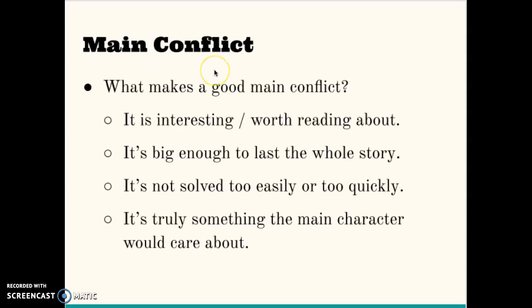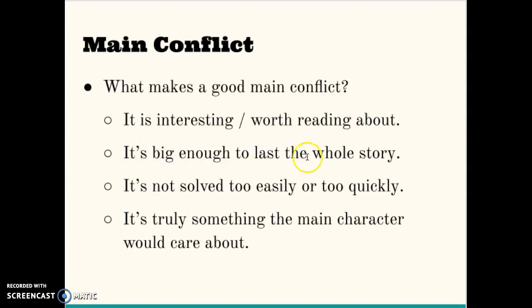So now that you've had some time to discuss by typing out your answers, what makes a good main conflict? It is interesting and worth reading about. So it's not just a mundane everyday problem that can be solved very easily. It's something very unique and maybe a little bit more difficult to figure out than a general everyday problem.